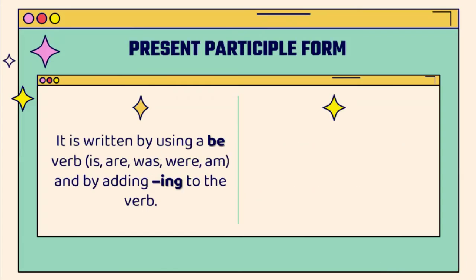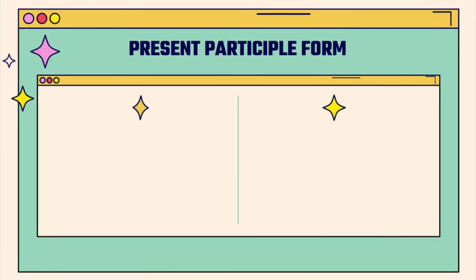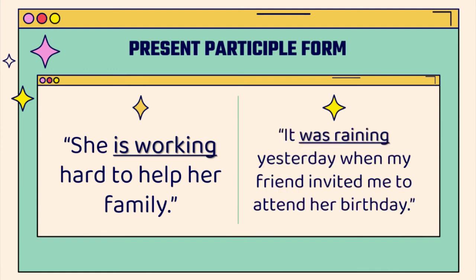Next, the present participle. It is formed by adding the suffix ing to the verb. When used with an auxiliary verb like is, are, was, or were, the present participle forms a compound verb that describes an action that is in progress. For example, experts are researching for an effective solution to stop the virus from spreading. She is working hard to help her family. It was raining yesterday when my friend invited me to attend her birthday. Remember, participles function as part of a verb phrase and must be accompanied by a helping verb.